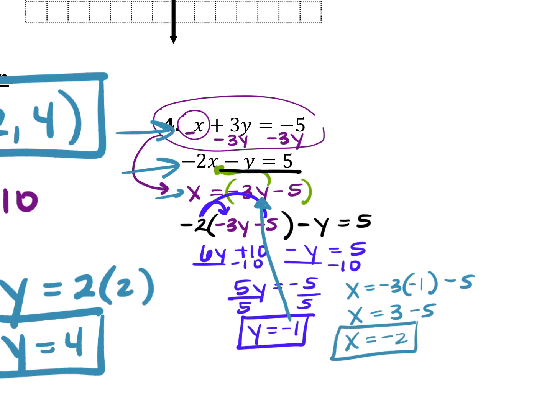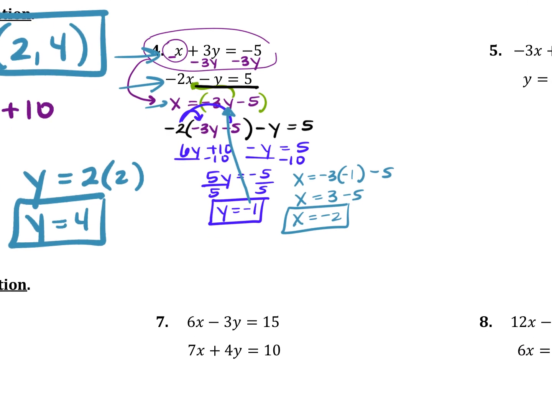Okay, and again, you can just leave it like that if you want, or you can write it as (-2, -1) as a point.